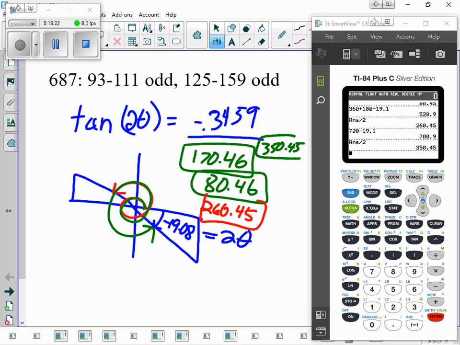Should I stop there or should I keep going? Stop. Why? The next angle is going to be 2 full rotations and almost half of a rotation. And once you do 2 full rotations, when you divide by 2, you're going to get something bigger than 360. So at that point, you might as well just stop.